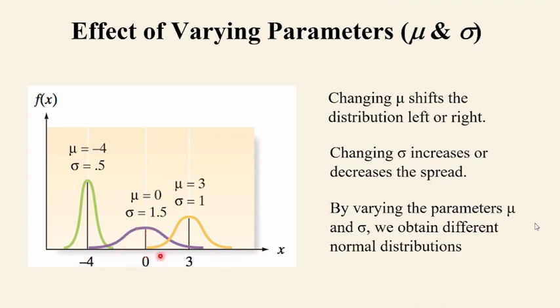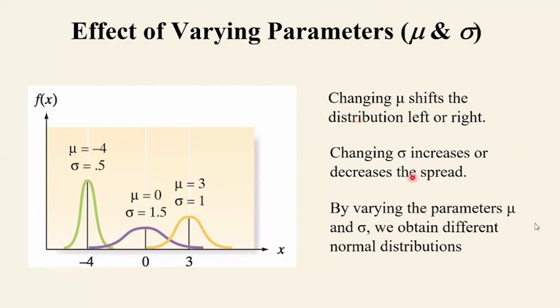Now, when the mean value is 3, the curve is moved towards the right. This is the curve when mu is equal to 0, and this is the curve when mu is equal to 3. When the mean value is negative, the curve is moved towards the left. So changing mu shifts the distribution left or right.